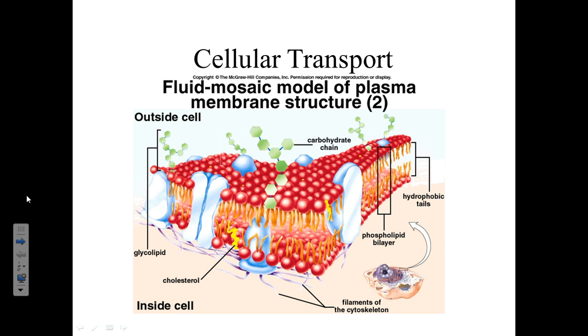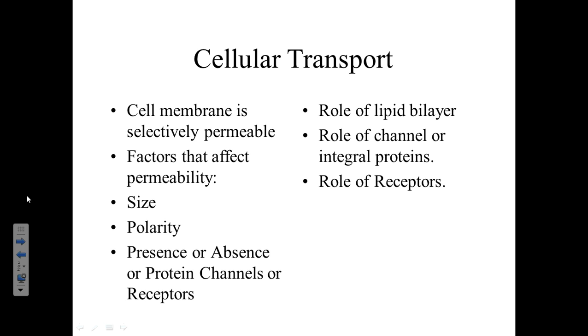We've used over and over again a phrase when we talked about the cell membrane: selectively permeable. Some things can get in, some things can't. Some things can get out, some things can't. And we talked yesterday about some factors, some things about a chemical that determine whether or not they can get in or out. These were the two main ones.